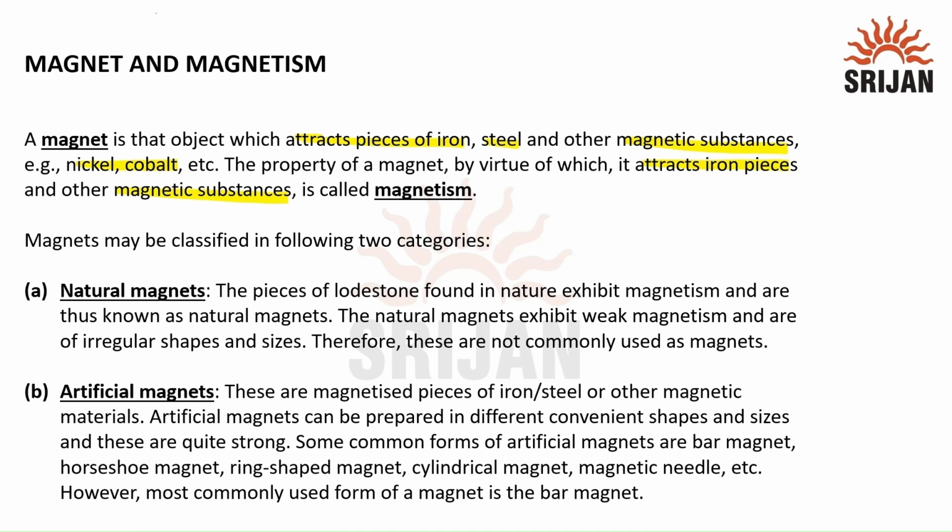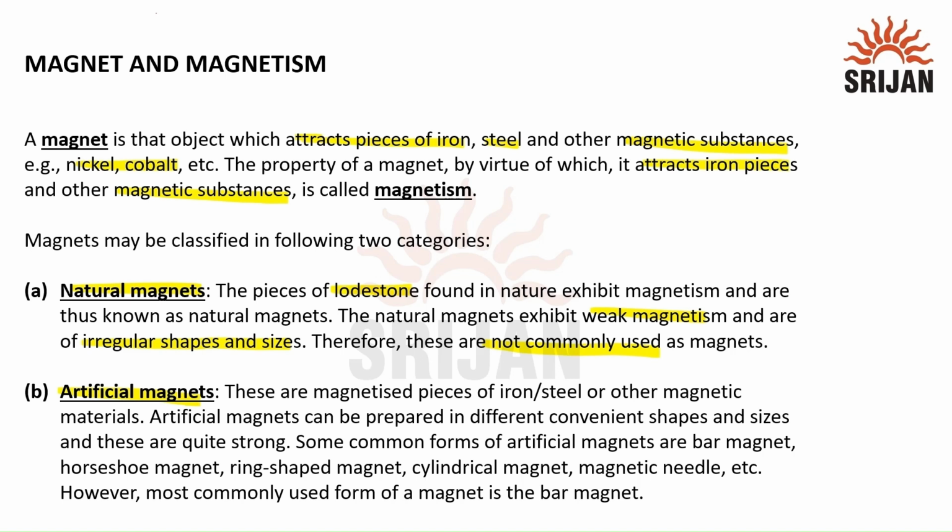So magnets are classified into two categories. The first category is of the natural magnets, magnets which are found in nature. And the second category is of artificial magnets. So what are natural magnets? Natural magnets are pieces of lodestones found in nature. These exhibit weak magnetism and are of irregular shapes and sizes. Therefore, these are not commonly used as magnets.